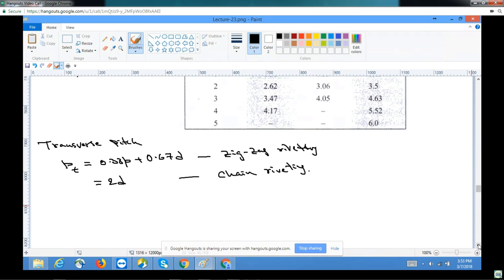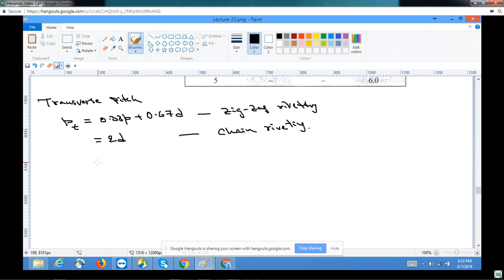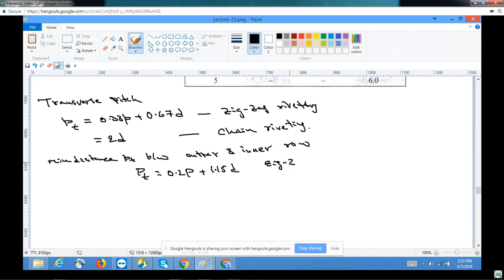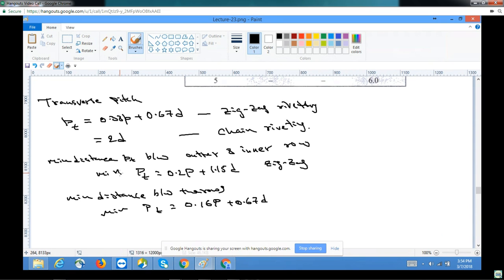So before we go to the margin, there are minimum pitches. So minimum distance PT between outer and inner row has to be maintained at 0.2 P plus 1.15 D for zigzag as per the Indian Boiler Regulations, and minimum distance between the rows has to be 0.16 P plus 0.67 D. These are minimum requirements. You can have greater than that, it should not be a problem.